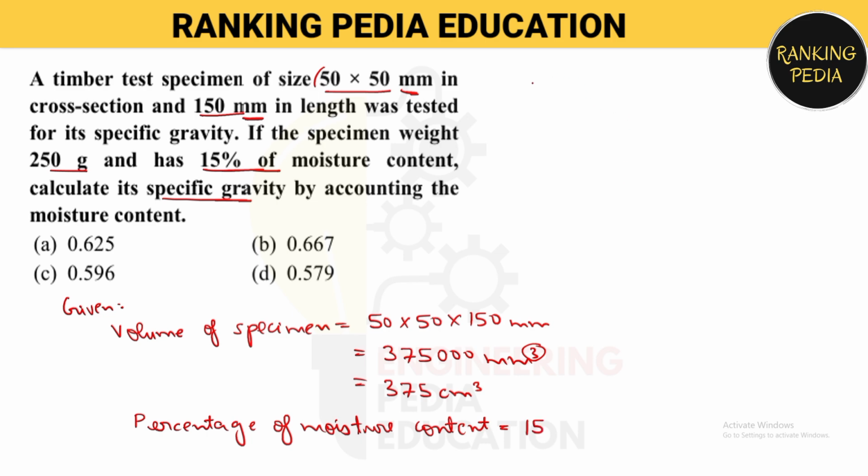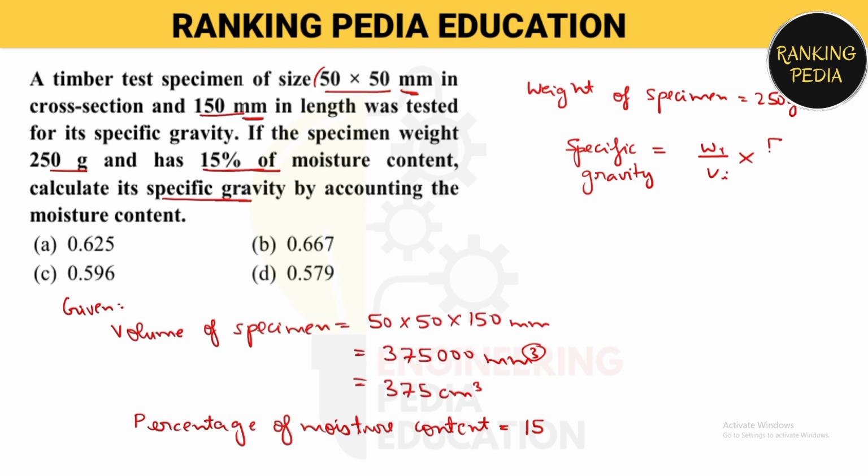Next is, what is given? Weight of specimen is given, just 3 gram. And we have to calculate specific gravity. For specific gravity, this is the formula: 100 by 100 plus m.